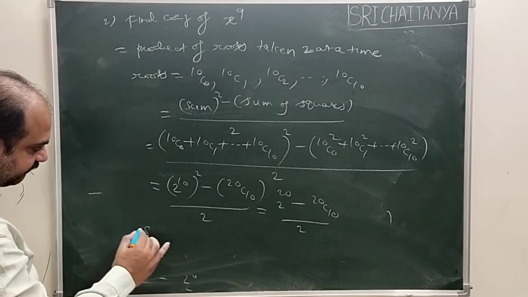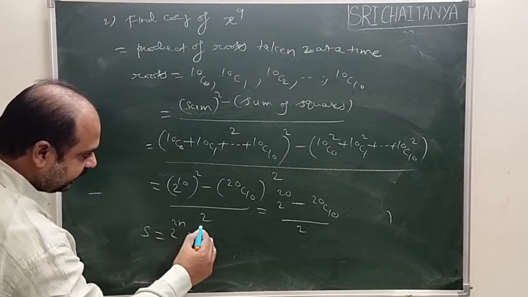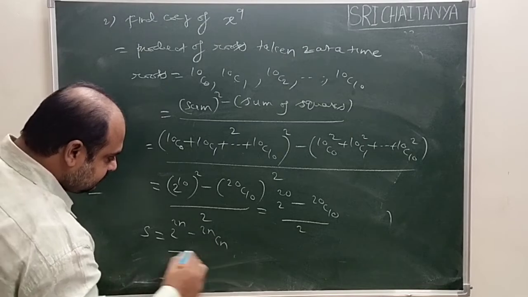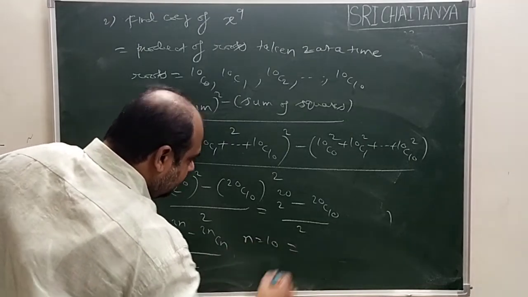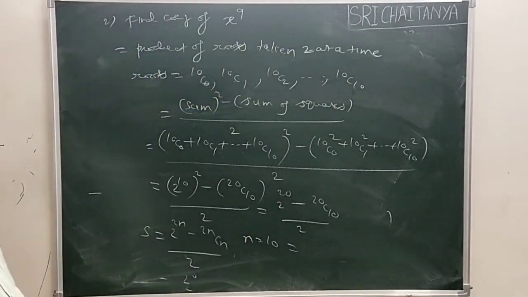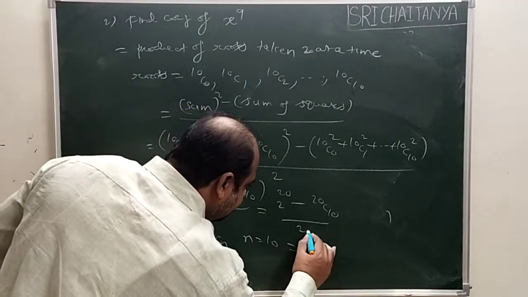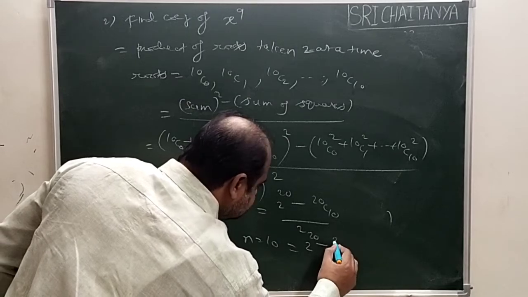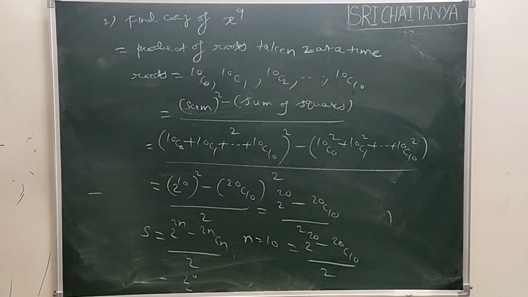Or otherwise I told the formula. What is the formula? 2 power 2n minus 2nCn, divided by 2. Now here n is 10. The product of binomial coefficients taken 2 at a time means n is 10, and the same thing you will get: 2 power 20 minus 20c10, divided by 2. So this is the one.